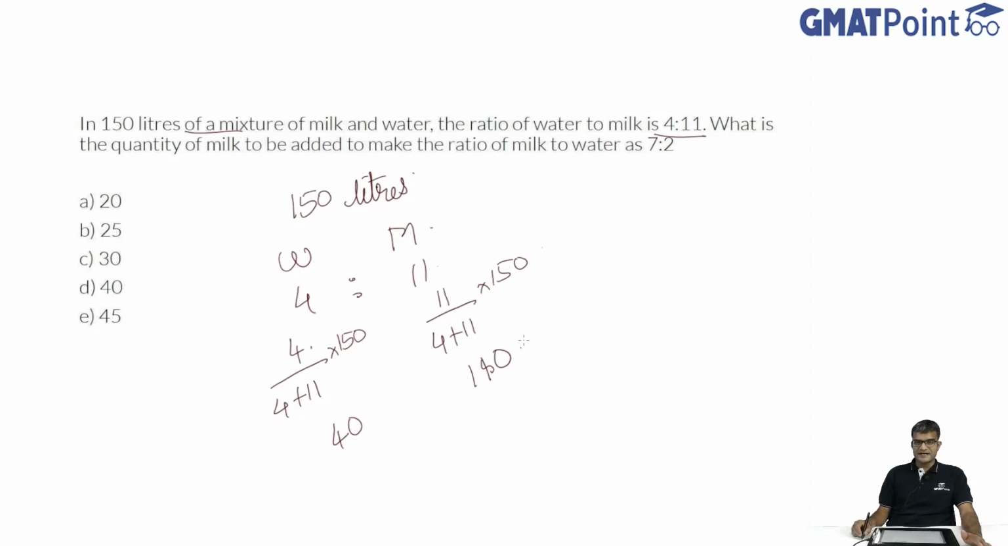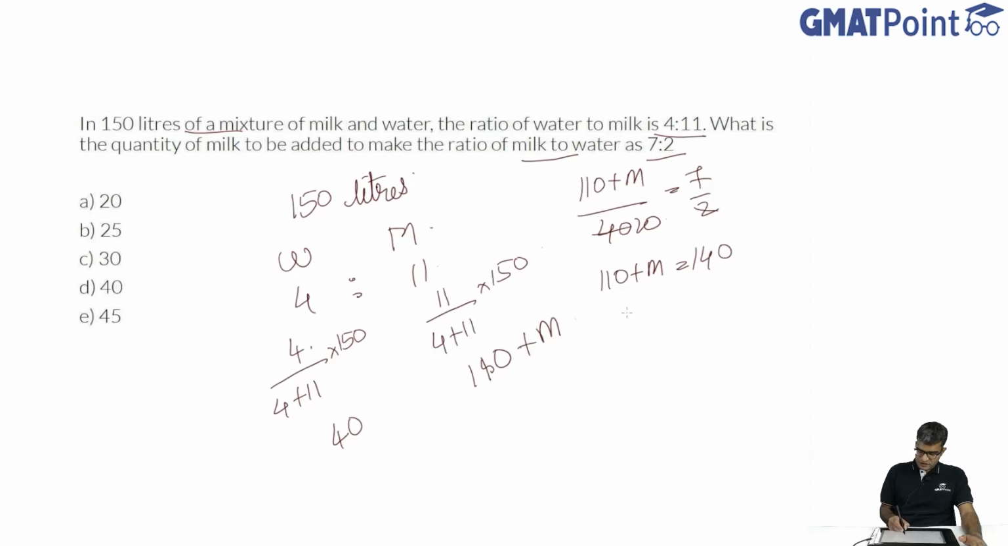Now some milk is added to it. Let us assume that m liters of milk is added, so that the ratio of milk to water is 7:2. So 110 plus m divided by 40 is equal to 7/2. Or the value of 110 plus m is equal to 140, or the value of m is equal to 30 liters. So the amount of pure milk that is added is 30 liters.